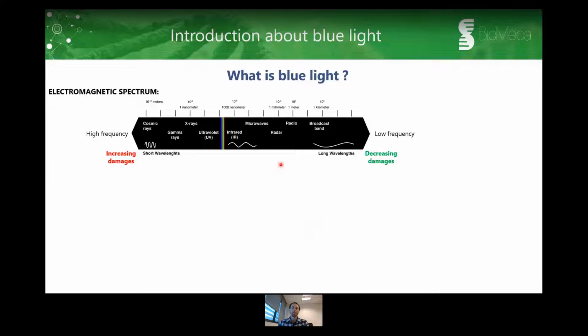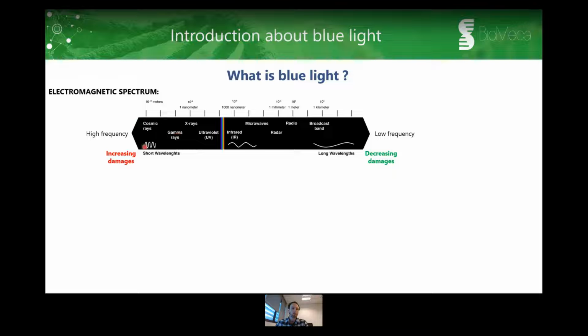So what is blue light? Light is composed of several waves, and to understand it, I will briefly introduce the electromagnetic spectrum. So the electromagnetic spectrum is a range of electromagnetic radiations that possess specific frequencies, wavelengths, and energies. These electromagnetic waves have wavelengths ranging from around thousands of kilometers down to atomic nucleus size.